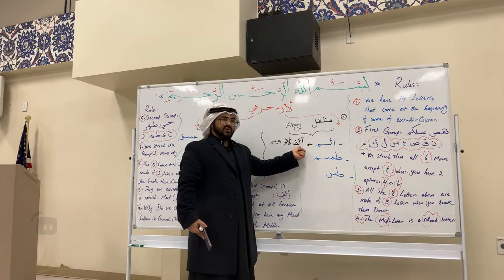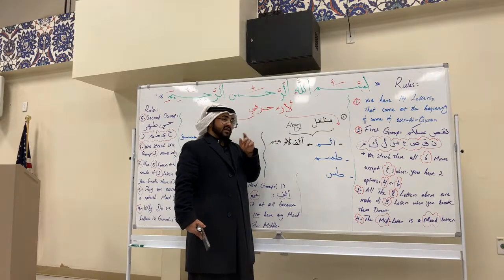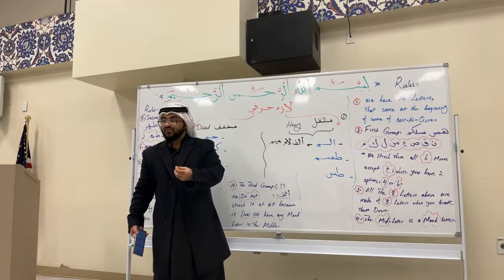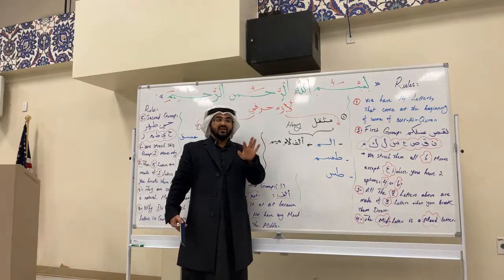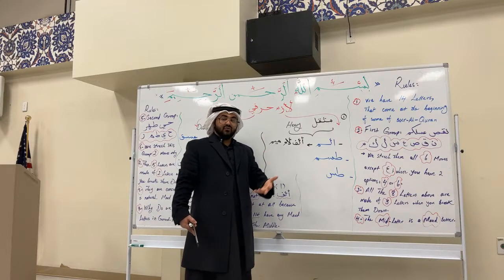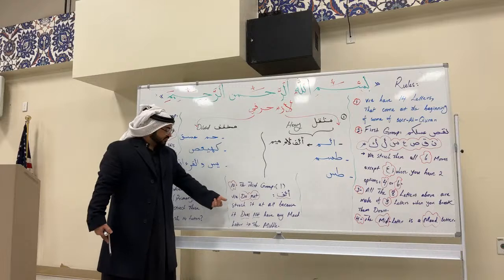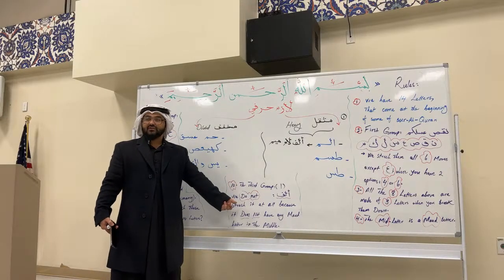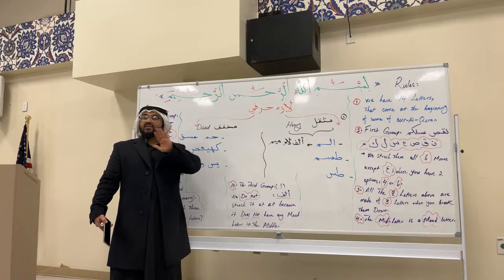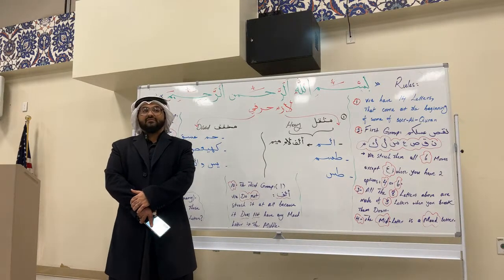But the one in the middle is not a letter of mad. And when I say a letter of mad, you know the conditions. Ya sakin, the letter before it is maksur. Waw sakin, the letter before it is madmum. Alif sakin, the letter before it is maftuh. So alif is the third group. You don't stretch the alif at all. So alif is by itself. It's the only letter that you cannot stretch. How do you stretch alif?